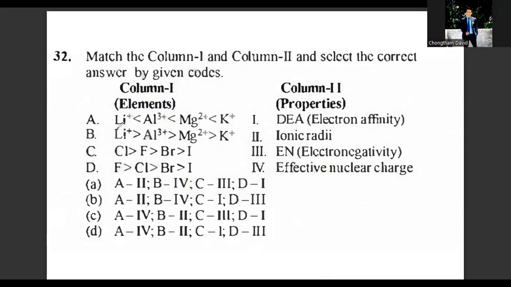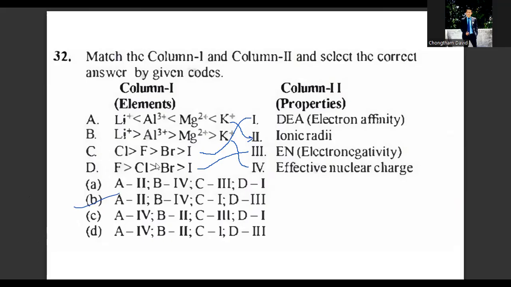A would be lithium, aluminum, magnesium, potassium. This is ionic radii. And this sequencing, from lithium to potassium, would be the effective nuclear charge. Chlorine to iodine, this would be the electron affinity. And fluorine to, this would be electronegativity. So A2, B1, B4, C1, D3 is option B. Option B, son.